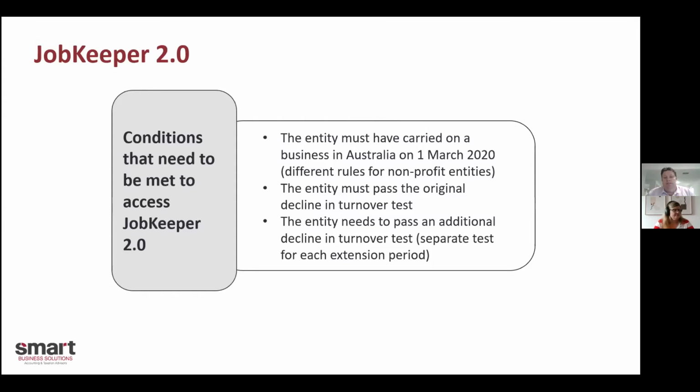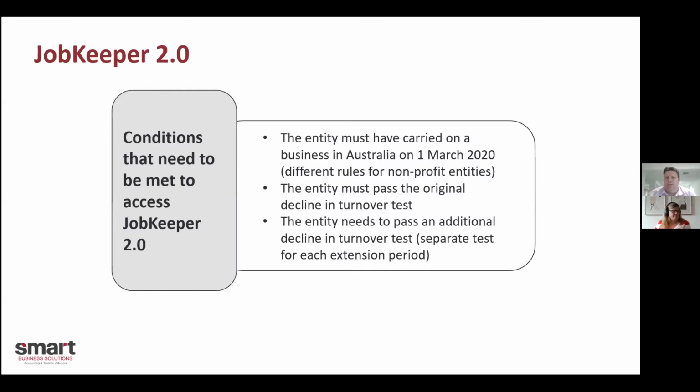The entity must pass the original declining turnover test. So presumably if you're looking at JobKeeper 2.0, that's because you were already applied and in JobKeeper 1. But it is important to know that if you were just looking to get in now, you had to meet the conditions for JobKeeper 1. That being said, if you pass the tests for the September quarter, for the first part of JobKeeper 2.0, then you would likely pass any test for JobKeeper 1 as well. But if you haven't assessed it for JobKeeper 1, you will need to do that as well. The additional part of that is the entity needs to pass an additional declining turnover test, and it's a separate test for each extension period.